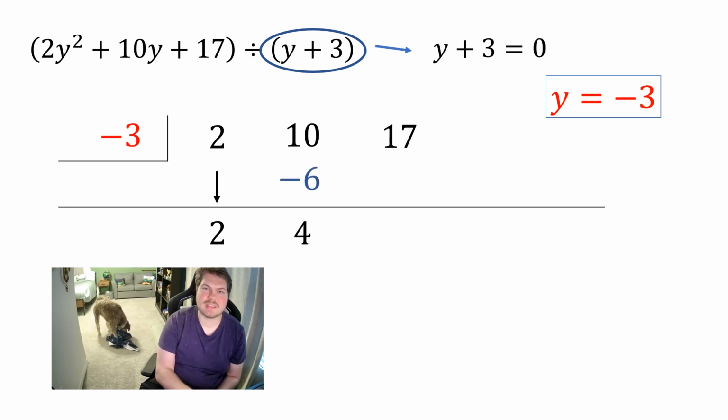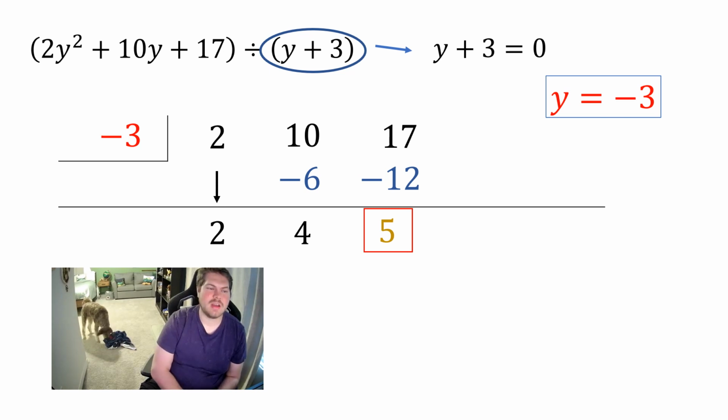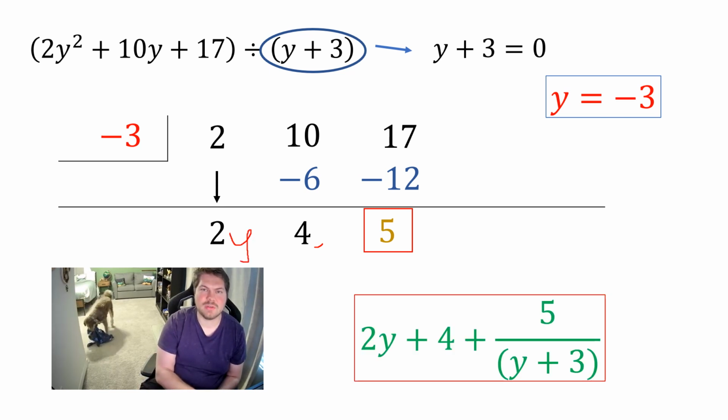10 minus 6 is 4. Multiply. -3 times 4 is -12. And then add. 17 minus 12 gives us 5. So remember, if we have a remainder, it's going to stay being divided by the number we're dividing by. This will be our constant, and this will be y. So our final answer is 2y plus 4 plus 5 divided by y plus 3.